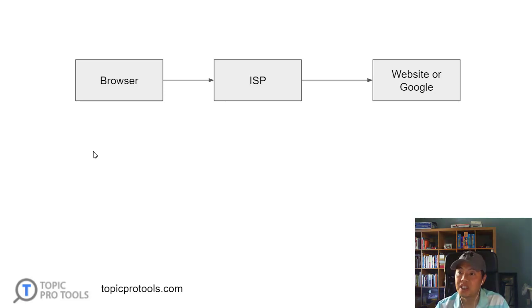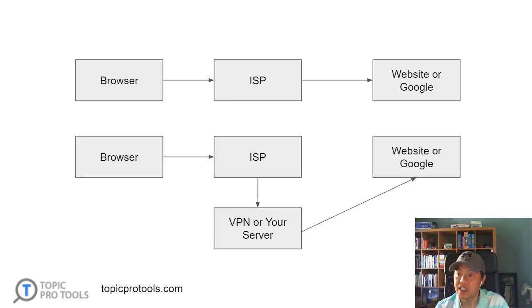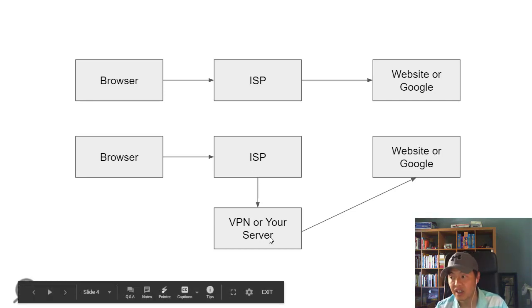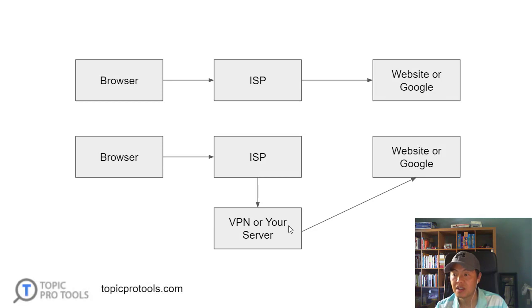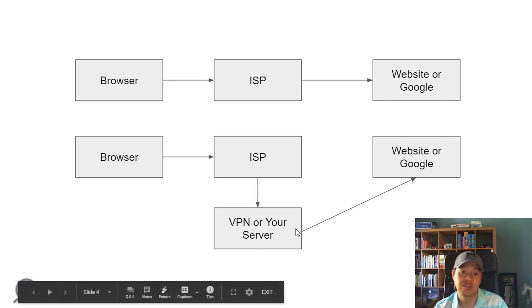So what do we need? What we need is to connect your browser to the ISP, and then connect it to a VPN or your server, and connect that to a website or Google, right? This way, the website or Google will see your IP address as your server's IP address, right? So that's what you need to do.